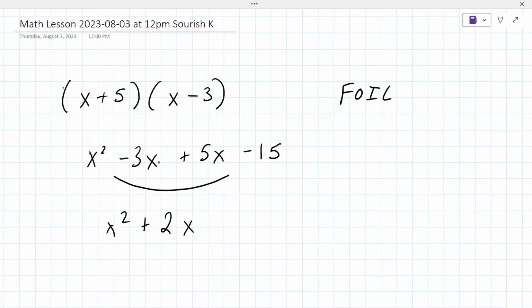So x squared plus 2x minus 15. So what I'd like you to do is write this down in your notes, please. Okay.